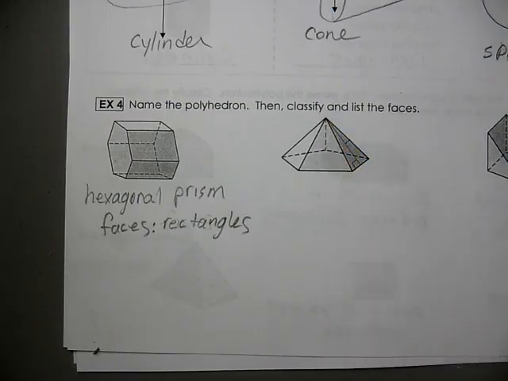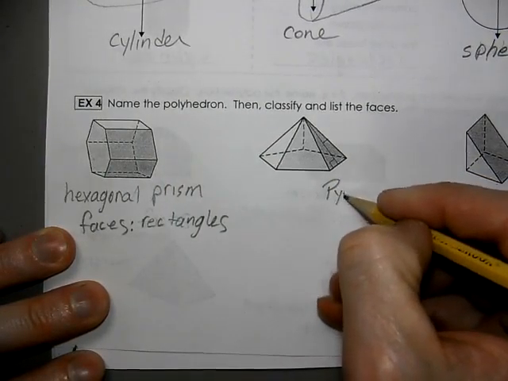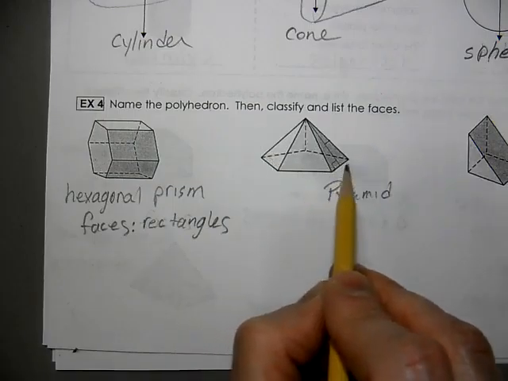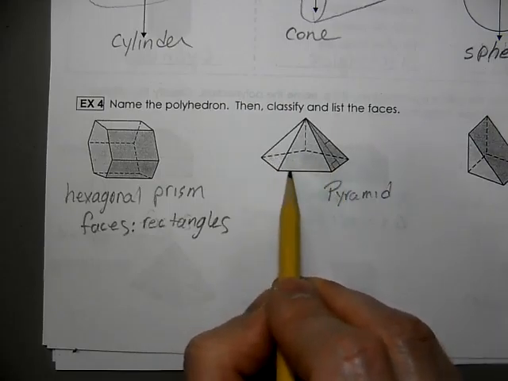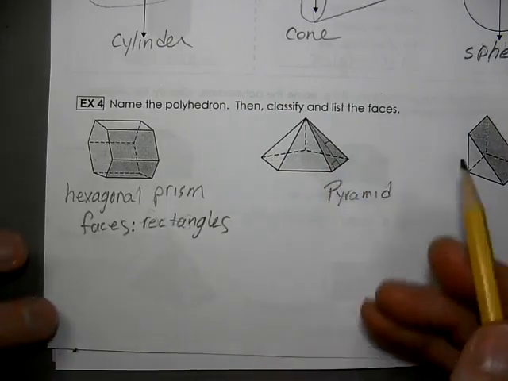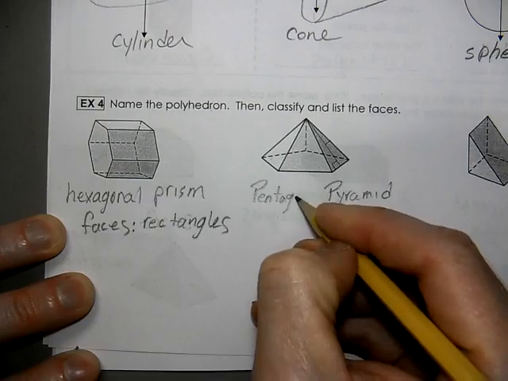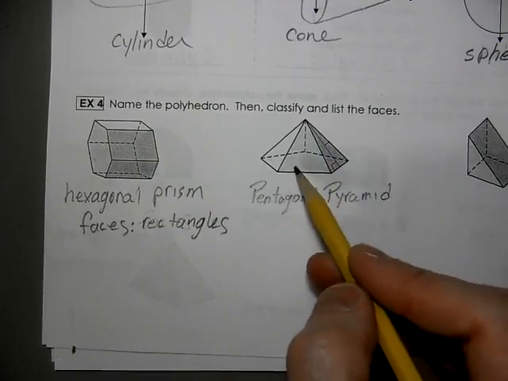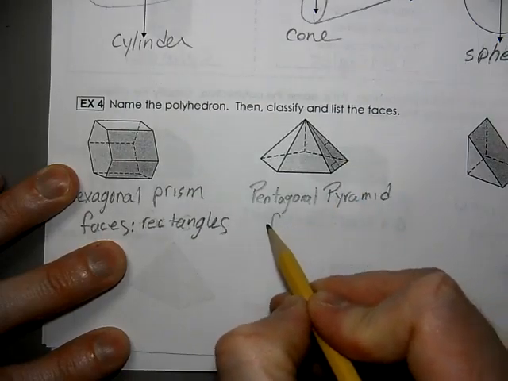Here, because it comes up to a point, what type of shape is that? We of course know that's a pyramid, and we name the pyramid based off of the type of polygon used for the base. So what shape is this base of? How many sides does that base have? It has 5. Pentagonal pyramid. And these faces, these lateral edges really, are triangles.